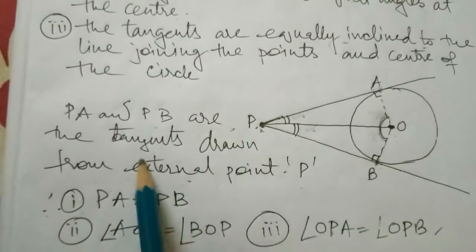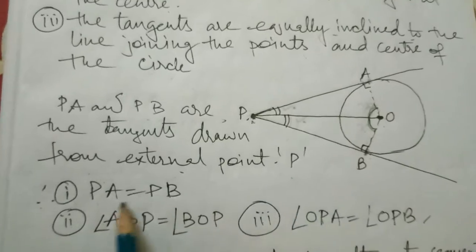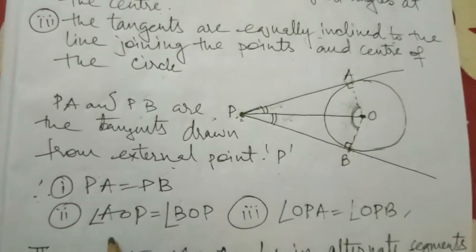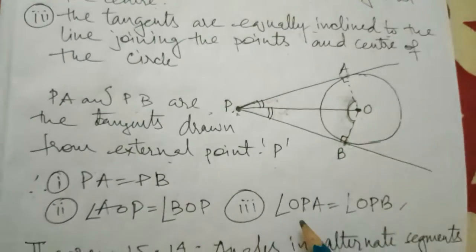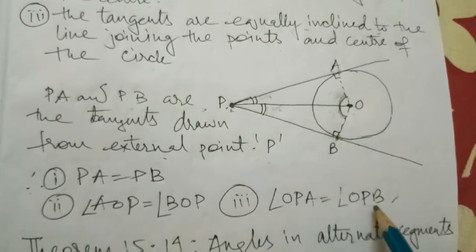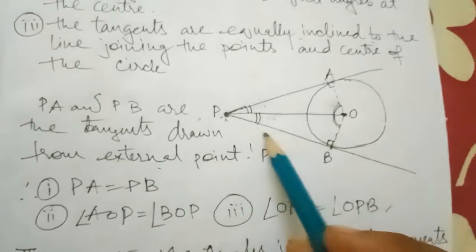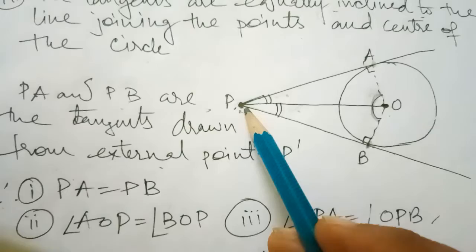I have written all this. PA and PB are the tangents drawn from the external point P. Definitely PA equals PB. Angle AOP and this angle will be equal, and angle OPA equals angle OPB, when they are drawn from the external point.